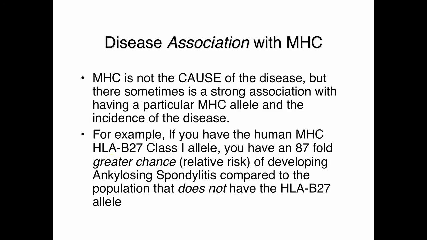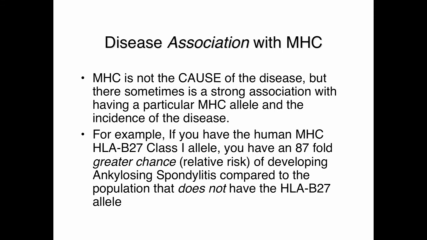And so there are a variety of examples where different alleles of MHC molecules are associated with different types of inflammatory diseases. For example, if you have a human MHC HLA-B27 class 1 allele, you have an 87-fold greater chance, or relative risk, of developing an autoimmune disease called ankylosing spondylitis compared to the population that does not have that particular MHC class 1 allele. It doesn't mean that you're going to get ankylosing spondylitis, it's just that you have a much greater relative risk of developing that disease if you have HLA-B27.